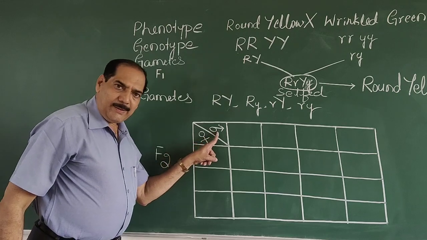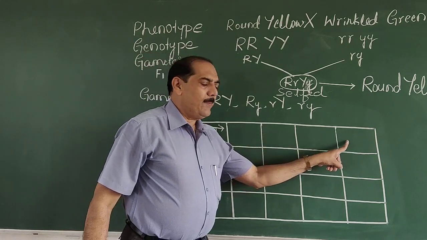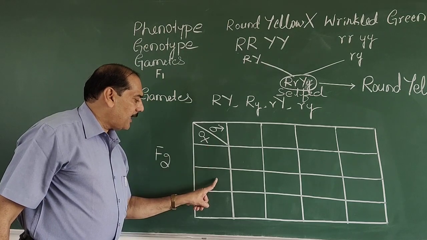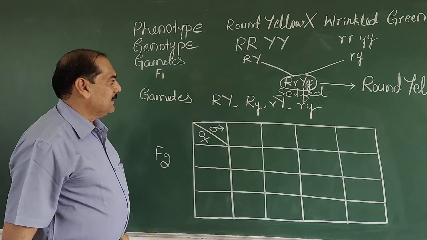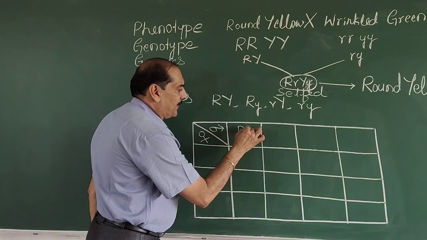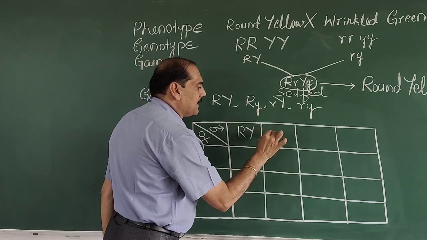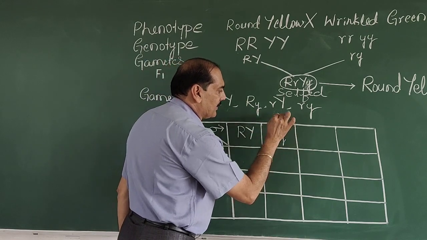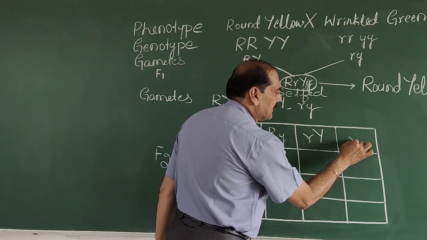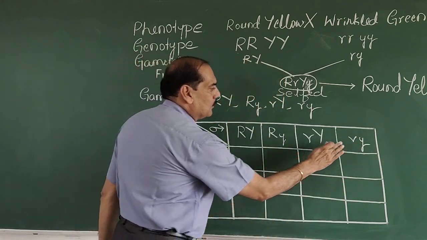This is the symbol of the male. This is the symbol of the female. You take 4 different gametes in this box, and also we have to write 4 different types of gametes in this box. So capital R, capital Y means round yellow. This is round green. Small r capital Y, wrinkled yellow. This is small r small y, wrinkled green. 4 different types.